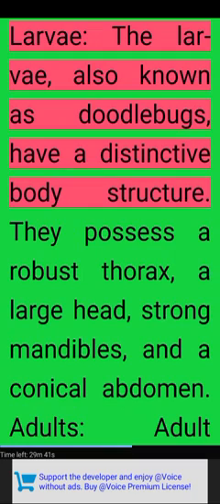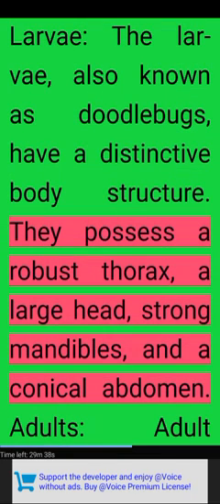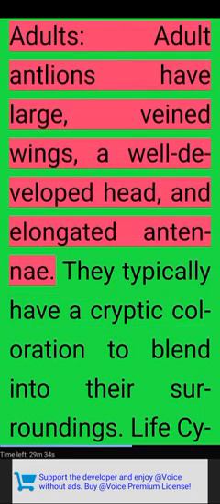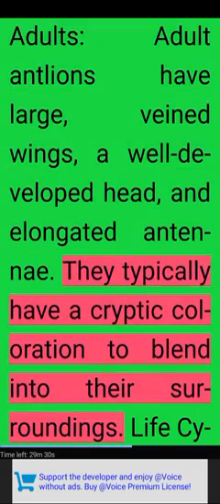Larvae. The larvae, also known as doodlebugs, have a distinctive body structure. They possess a robust thorax, a large head, strong mandibles, and a conical abdomen. Adult antlions have large, veined wings, a well-developed head, and elongated antennae. They typically have a cryptic coloration to blend into their surroundings.